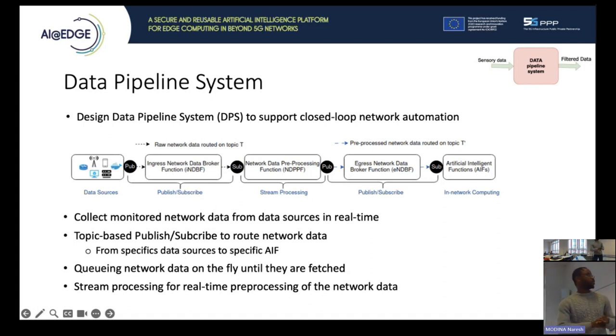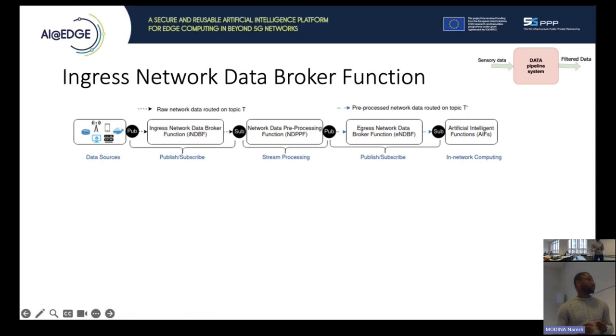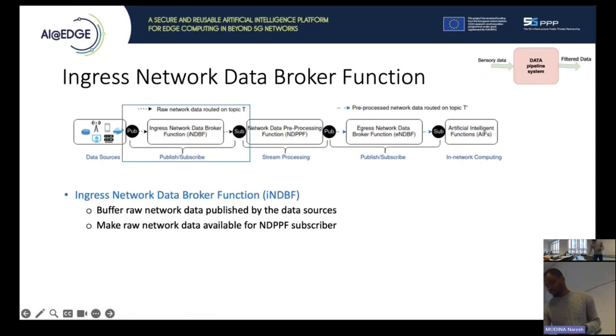So, generally speaking, the design of the data pipeline system that we introduce supports closed loop network automation, which is a chain of functions: the ingress network data broker function, the network data preprocessing function, and the egress network data broker function, that I'm going to detail in the following slides.